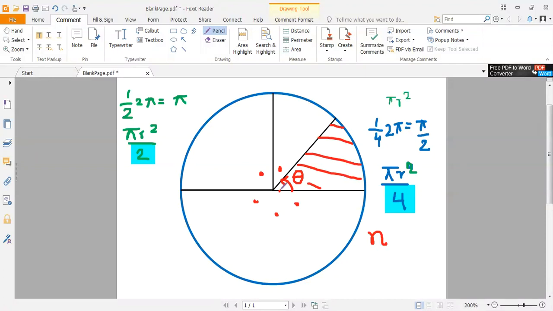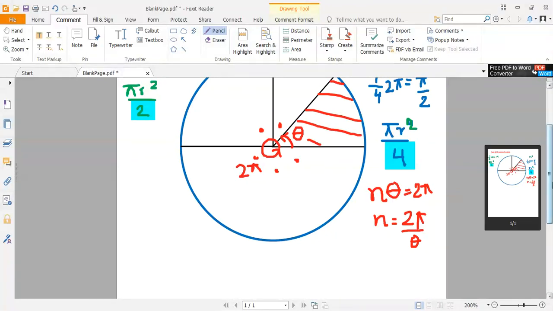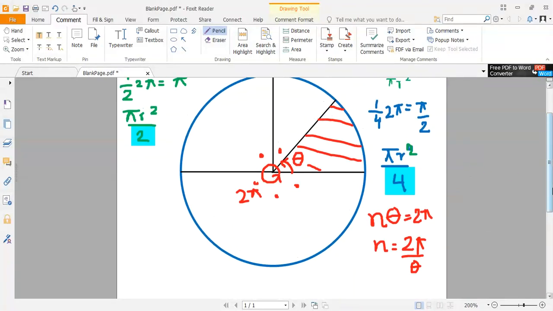Now we know that the entire angle can be measured up to 2 pi, right? So this entire angle is 2 pi, and there are n such theta pieces that constitute 2 pi. So I can write n theta is equal to 2 pi, so essentially n is equal to 2 pi by theta. Now this gives me the fraction that each piece constitutes.